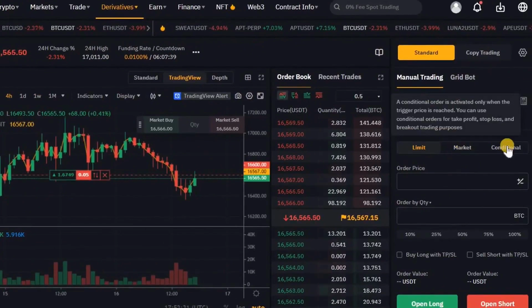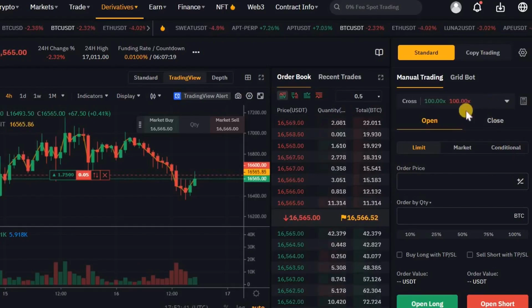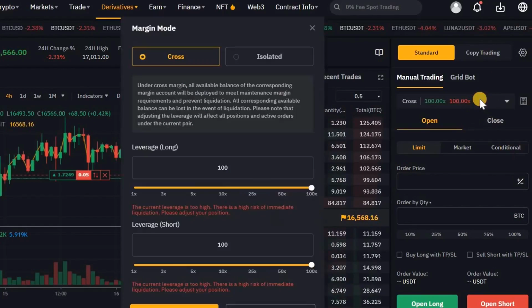The next step would be to place your order price and the quantity that you want to trade. You can do this using leverage. If I click on this section right here, you can see that I can use from 1x leverage to a 100x leverage in my trade, and I can set my leverage for a long position or a short position.